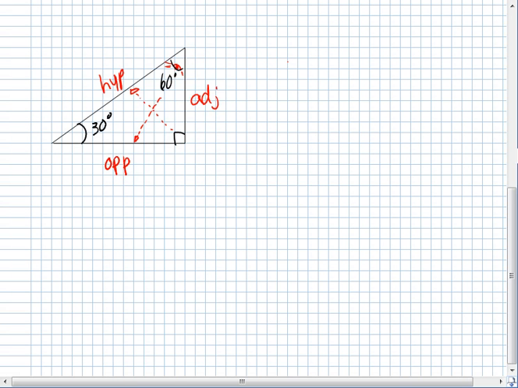What I want you to do right now is pause the video and, with a calculator, figure out what the tangent ratio is for 60 degrees. Just plug it into your calculator, and I'll give you 3 seconds. Do it now. Tangent of 60.